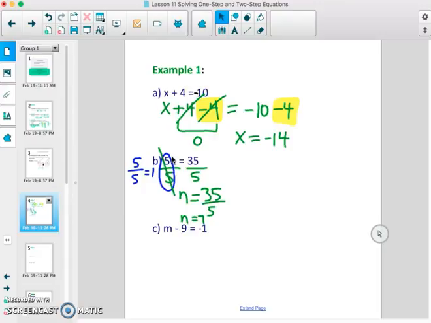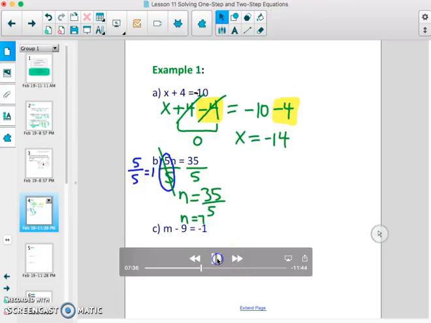A lot of the times, and this is going to be done in your homework tomorrow, sometimes they ask you to solve it by inspection. So that means just looking at it and thinking about it. Some of these are really easy because you can say, well, what number times 5 would give me 35? And it's 7. But this is the actual algebraic way to solve it.